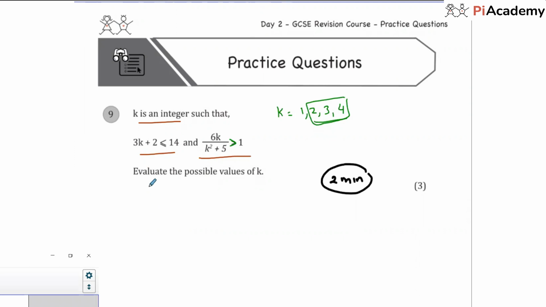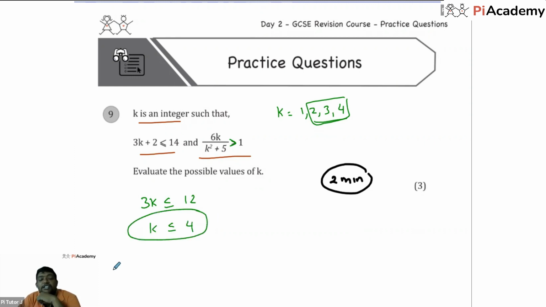Minus 2 from each side. Okay, so you have 3k is less than or equal to 12. Divide by 3 on each side. k is less than or equal to 4, right? So you can have all the negative values, and up to 4, right? So it is -1, 0, 1, 2, 3, 4, and all that.